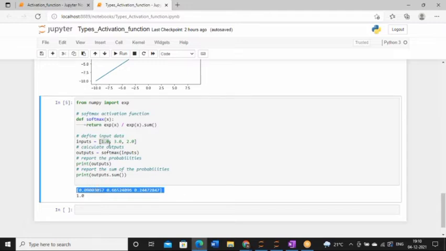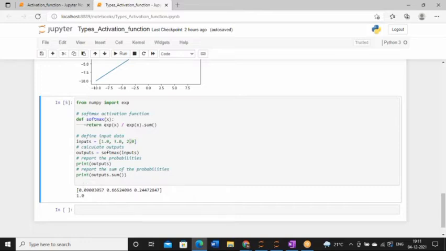This 1 is converted to probabilities by calculating exponential of 1 divided by exponential of 1 plus exponential of 3 plus exponential of 2. Similarly, how is this value coming? Again, the same formula is applied. So this is how the softmax function works. And we can see here one output which is 1.0.